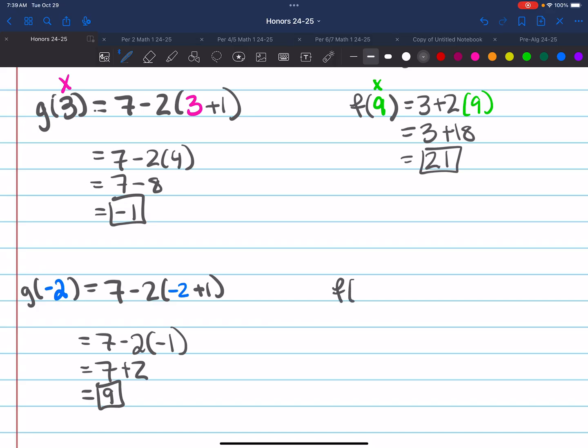Let's do f with a negative. Let's do negative 3. This gives me 3 plus 2 times negative 3. All right, well, we got 3 minus 6 because a negative times a positive is negative. And this gives me negative 3 as my answer.